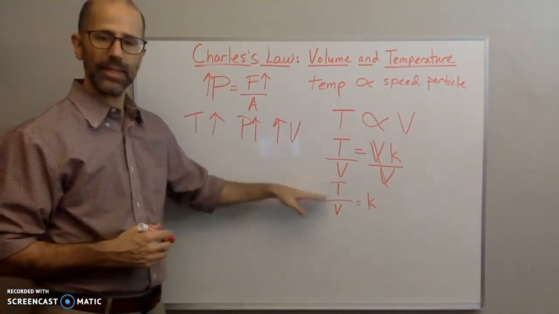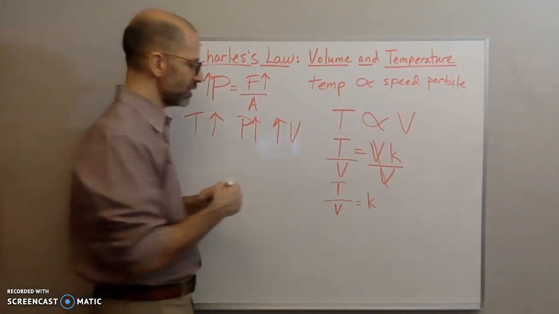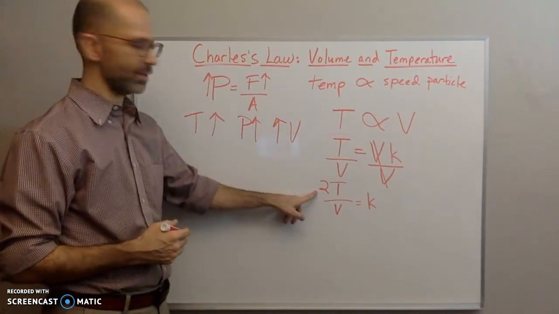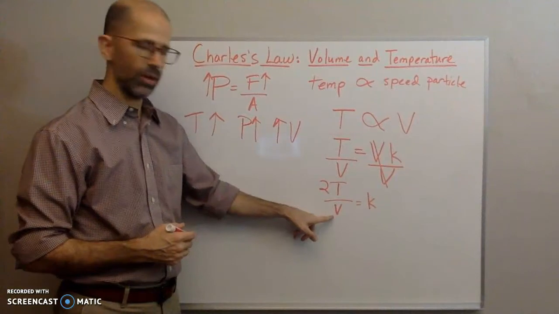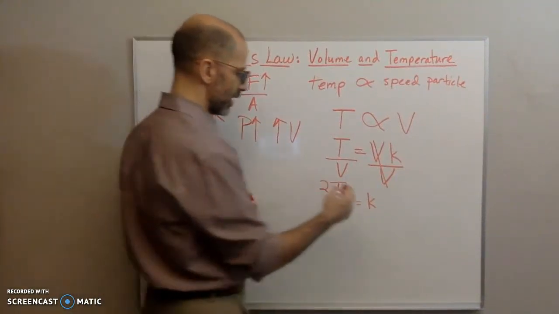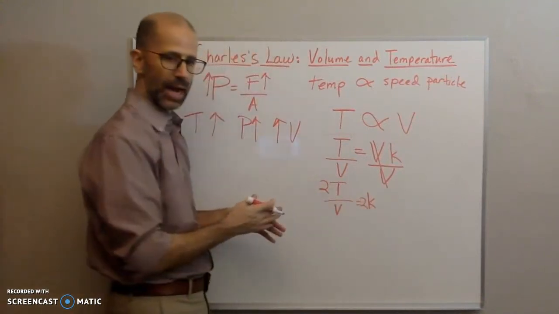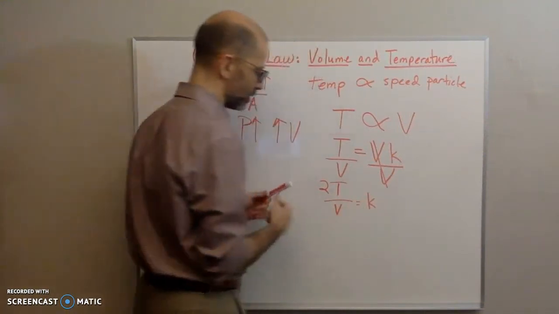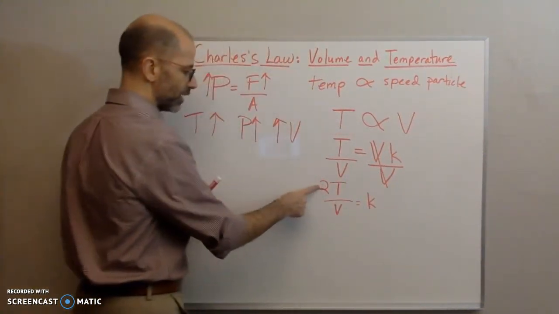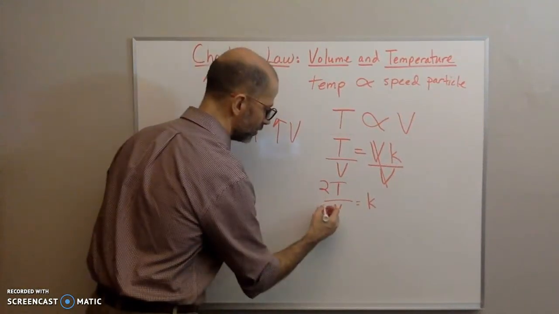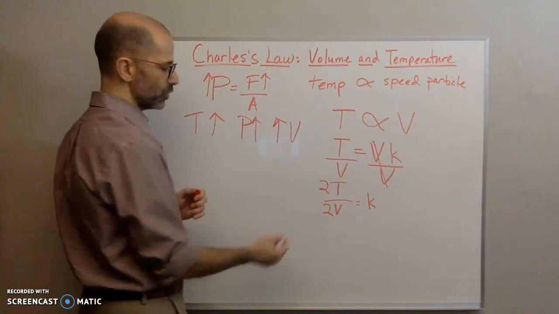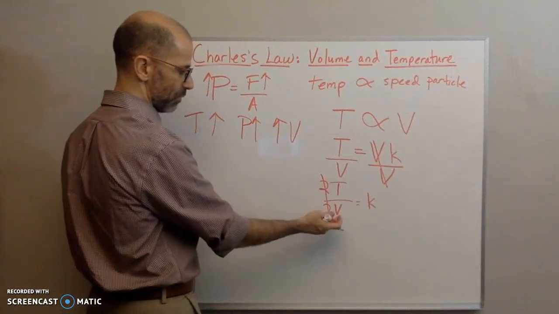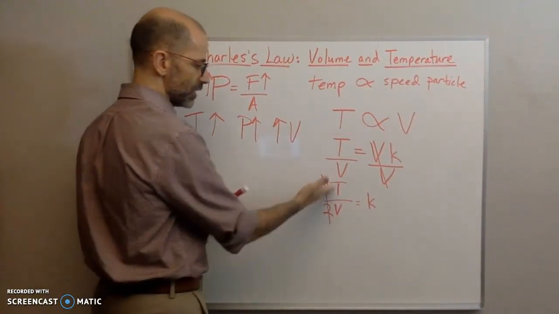So now I have T over V is equal to K, and now I can see the direct relationship. What happens if I double the temperature? If I increase the temperature by doubling it, what happens to K? If nothing happens with volume, then K will be doubled as well. But K is supposed to be constant. It's supposed to stay the same. So if I want K to stay the same instead of doubling, then if I double the temperature, I have to double the volume too, because watch what happens when I double this. The 2's cancel out, and it's back to the same thing. So here you can see the direct relationship.